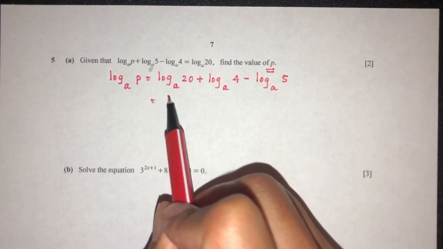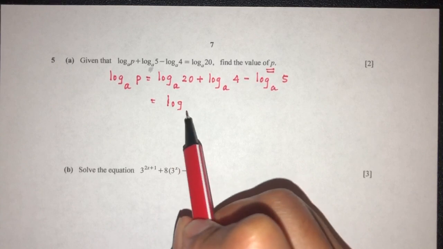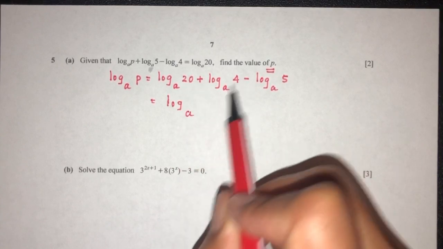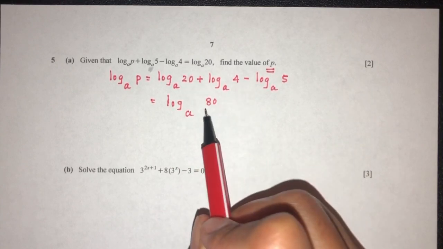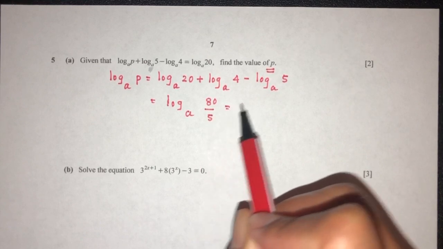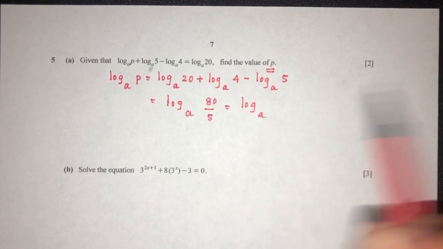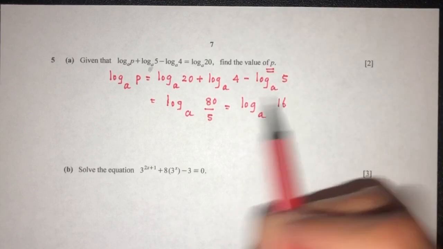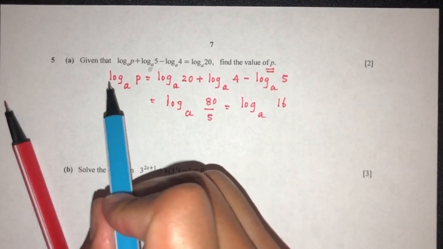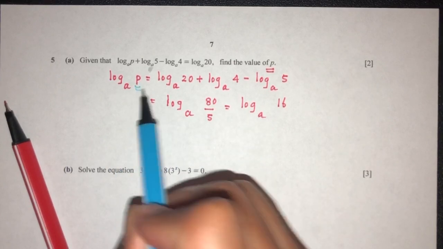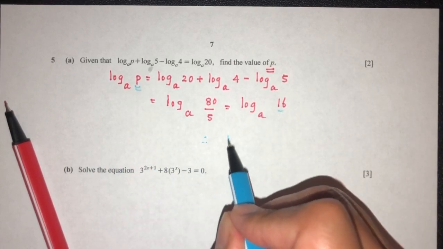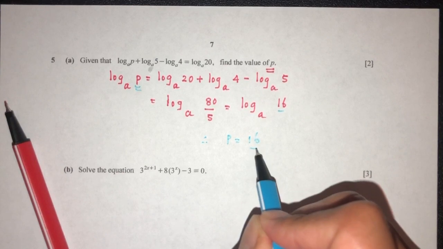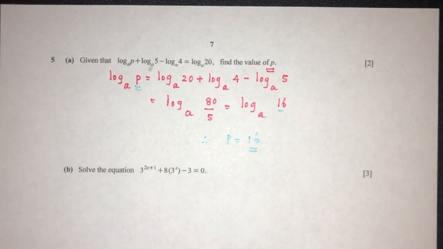That will be what? Because we have the same base, we can combine them together. Plus become multiply, that will be 80. And minus become divided by 5. That will become log a of 80 divided by 5. That should be 16. So by comparing, as you can see, because we have the same base here, the inside value here will be 16. So from this, p will be 16. That is part A of your question.